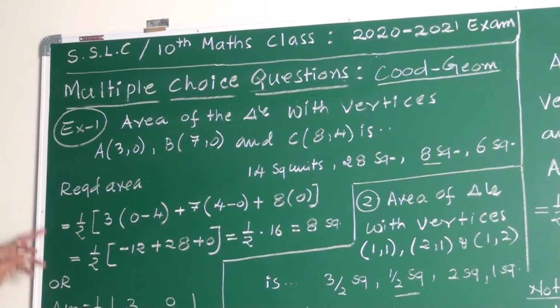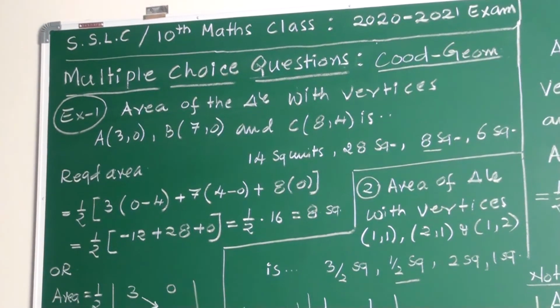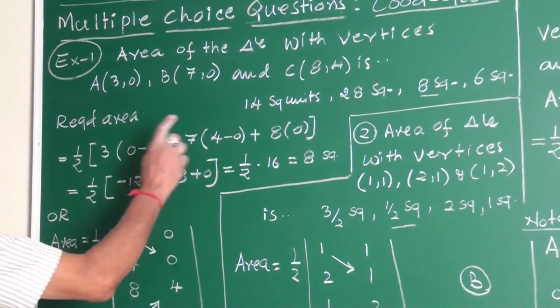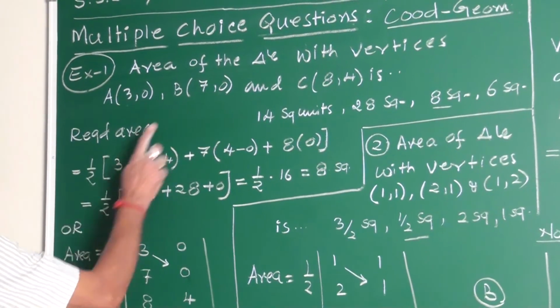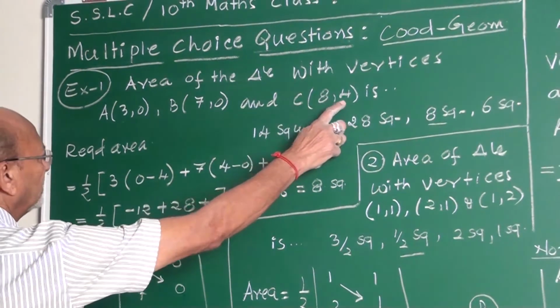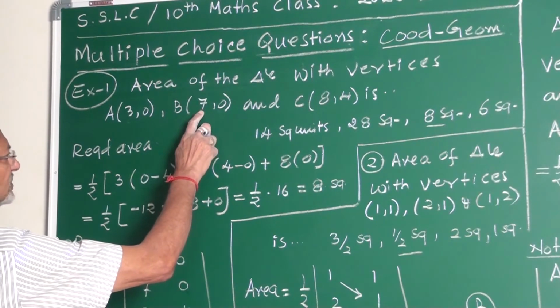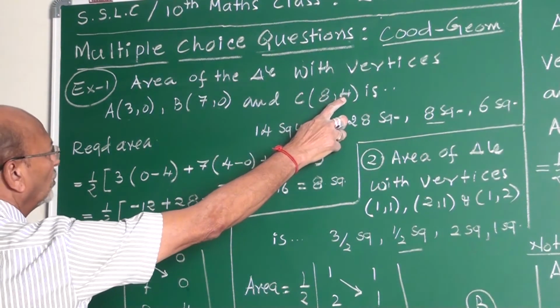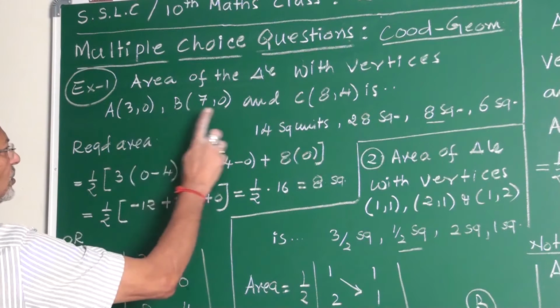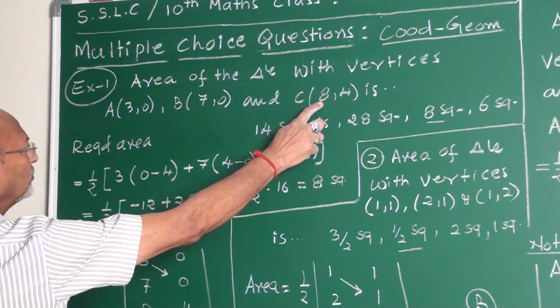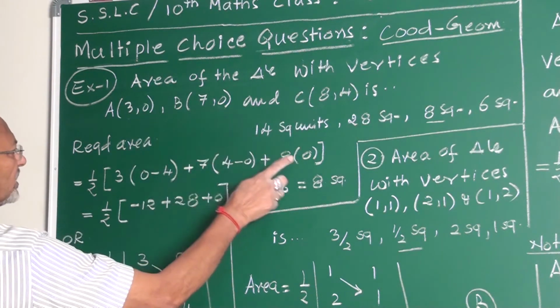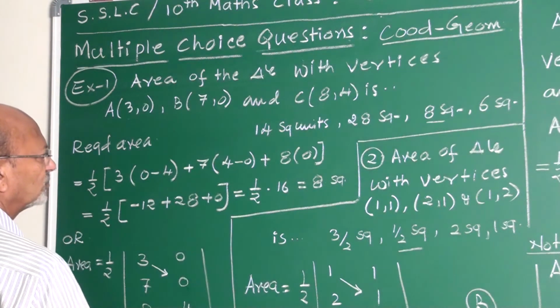First, half into. I write that first formula. 3 into (0 minus 4) plus second, 7 into (4 minus 0) plus 8 into (0 minus 0). 0 minus 0 is what?